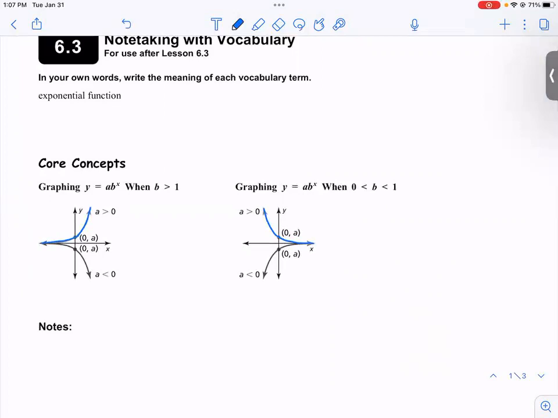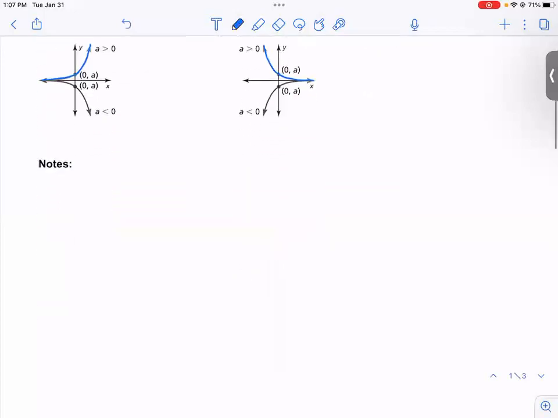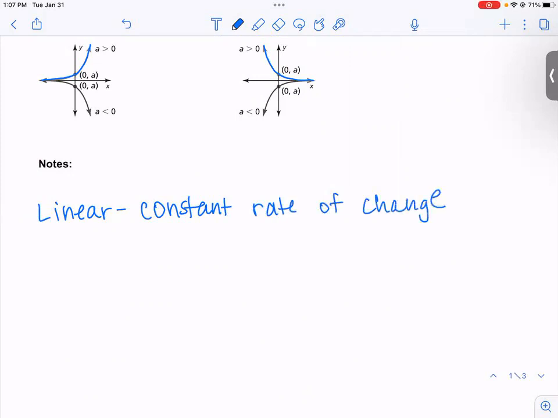When we had linear functions, linear functions had a constant rate of change, right? Is that happening here? There's change, but it is most definitely not constant.